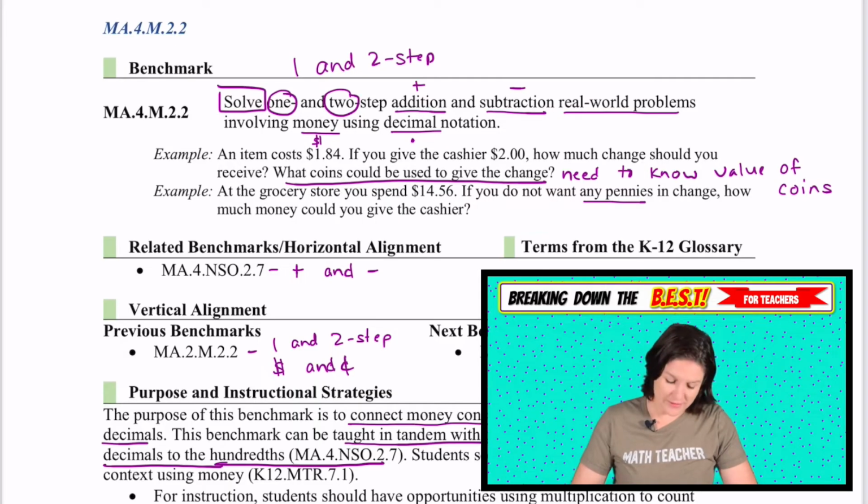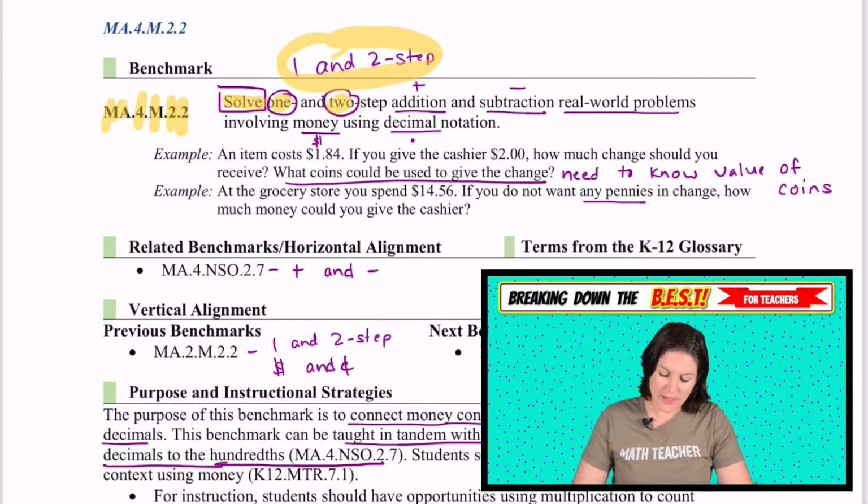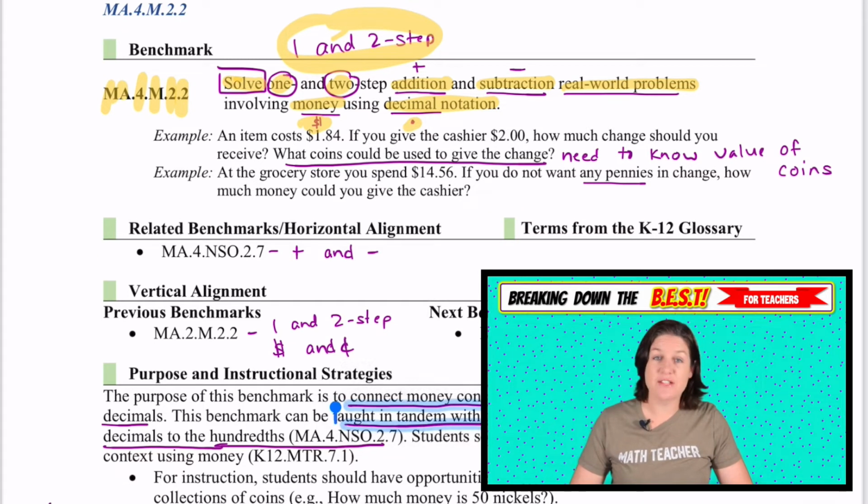Today's standard is MA.4.M.2.2 and the standard says to solve 1 and 2 step addition and subtraction real world problems involving money using decimal notation. For example, an item costs $1.84. If you give the cashier $2, how much change should you receive? And what coins could be used to give the change?